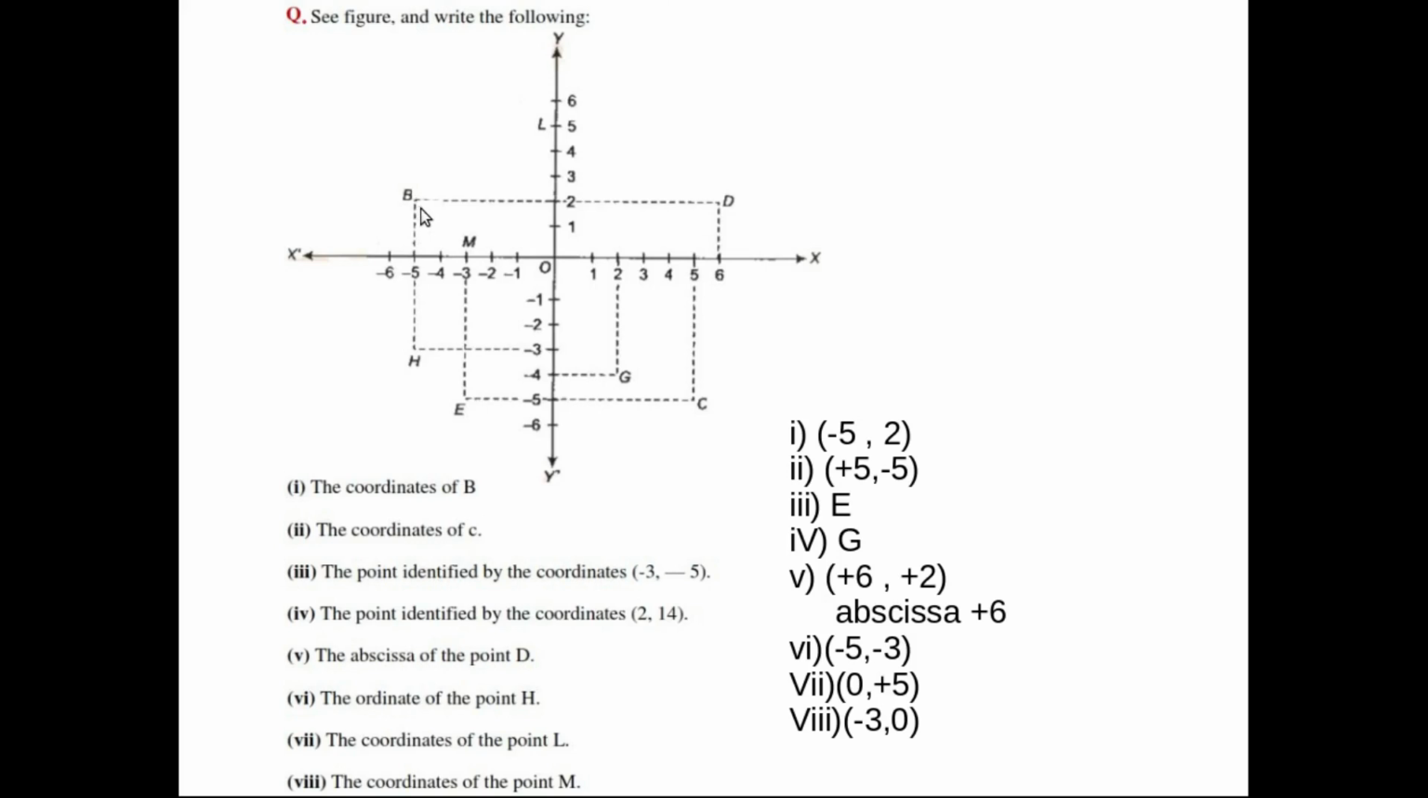So how to name the coordinates? First, as I already told you, is the x coordinate. So what is the x coordinate? -5. So write -5 here. What is the y coordinate? 2. So 2. And then the coordinates of point C.